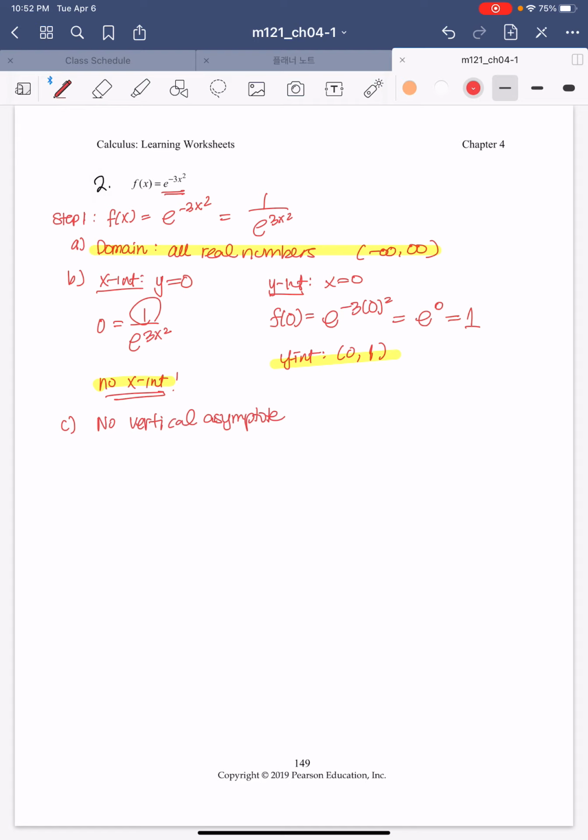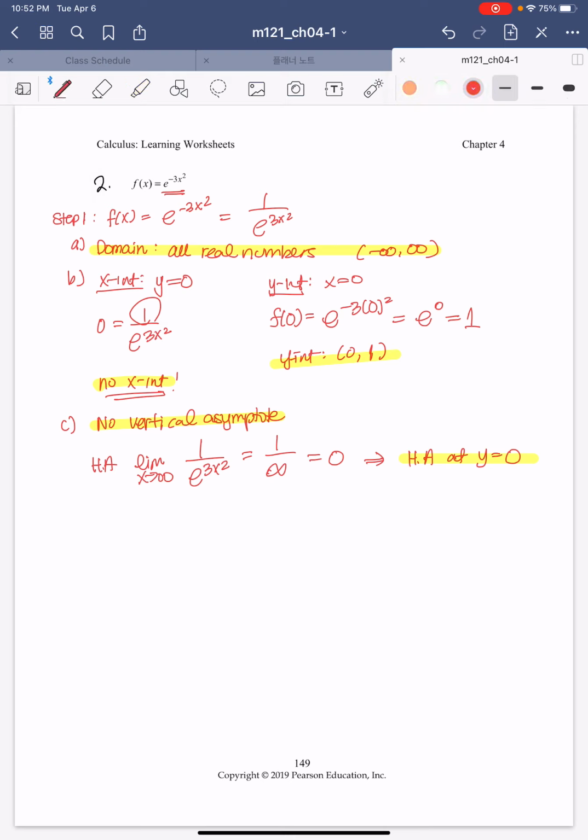What about the horizontal asymptote? The horizontal asymptote comes from the limit as x goes to infinity of 1 over e to the 3x squared. If you plug in a really big number, I'm going to have 1 over a really big number, which is really 0. So we do have a horizontal asymptote at y equals 0. So step 1 is finished.